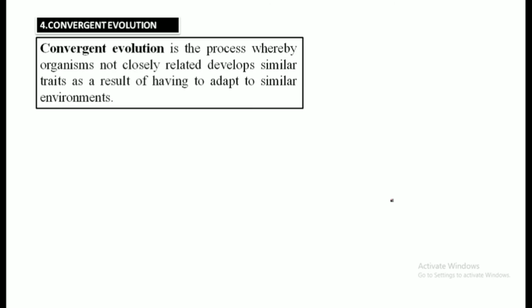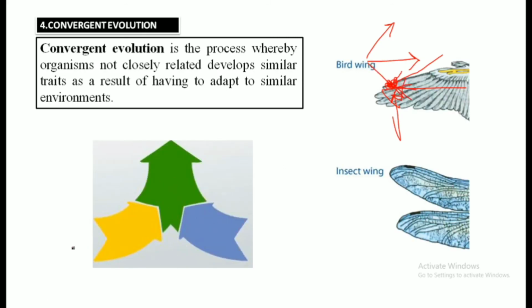This is the last type of evolution, that is the convergent. Convergence means coming to a single point. Divergent means it's always diverging, going away from the single point, but here convergent means coming to a single point. So here you can see this is one species and this is another species, and they are coming to a single point.